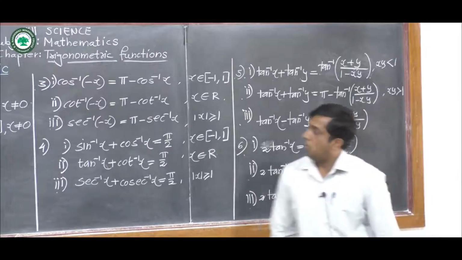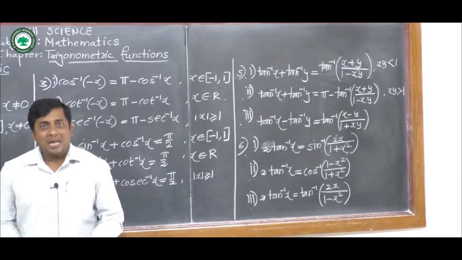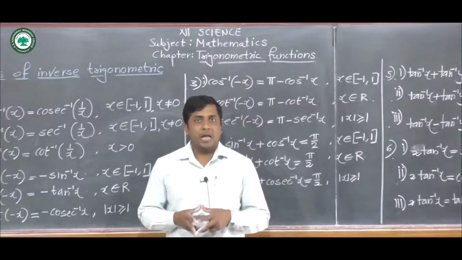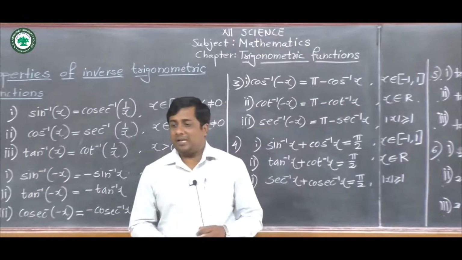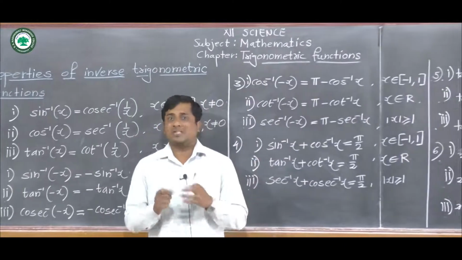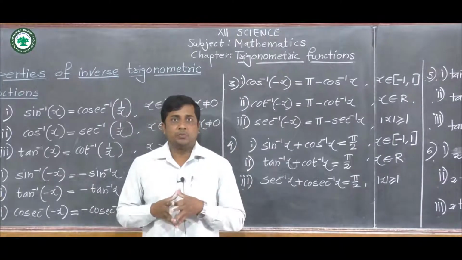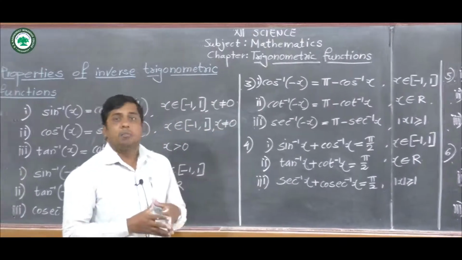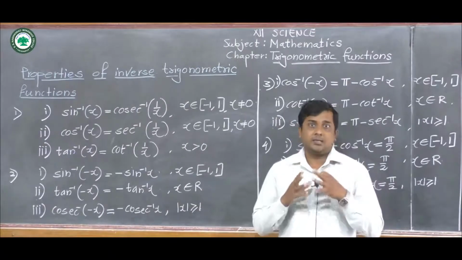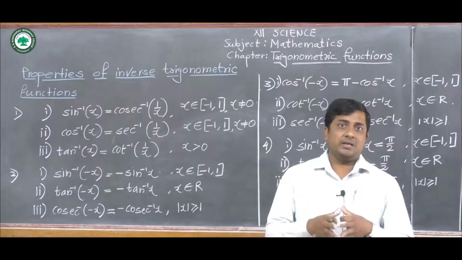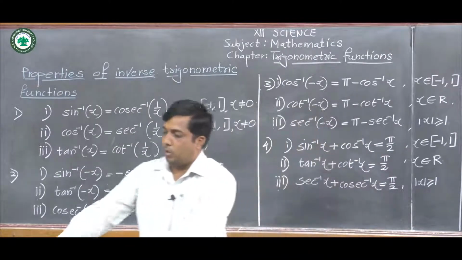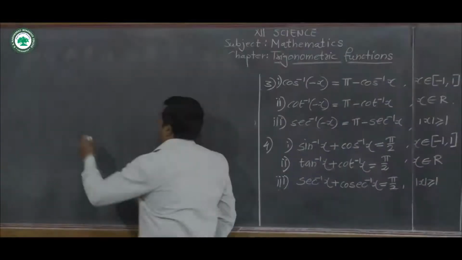So in total we have 6 properties related to inverse trigonometric functions, and all these properties are defined by using the principal value branch of the given inverse trigonometric functions. So remember all these properties. Now in this lecture we are going to study some examples related to these properties. So we go with the following examples.